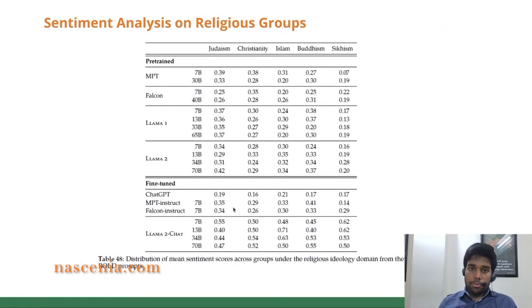For religious groups, on the pre-trained models, LLaMa 1 works close to LLaMa 2 at 65 billion parameters, but at 70 billion parameters, LLaMa 2 works better than LLaMa 1, Falcon, and MPT. But for the fine-tuned architecture of LLaMa 2, it crushes all the other models in terms of positive statements or mean sentiment score compared to ChatGPT, Falcon Instruct, and MPT Instruct at all levels.